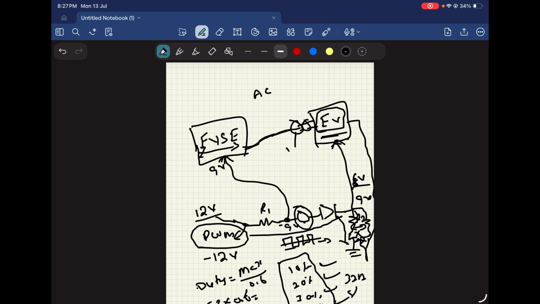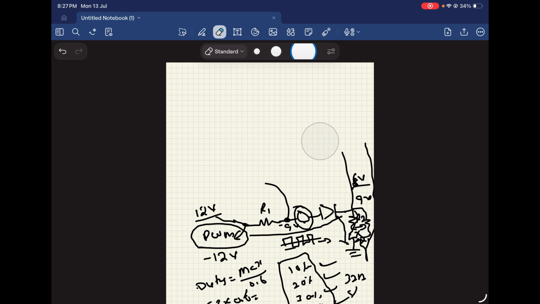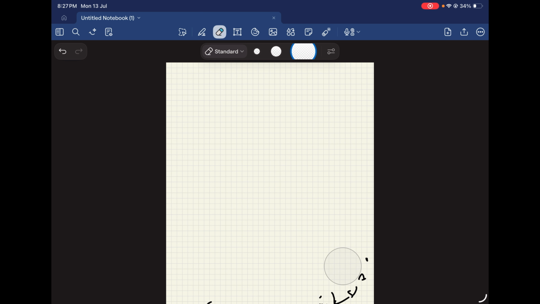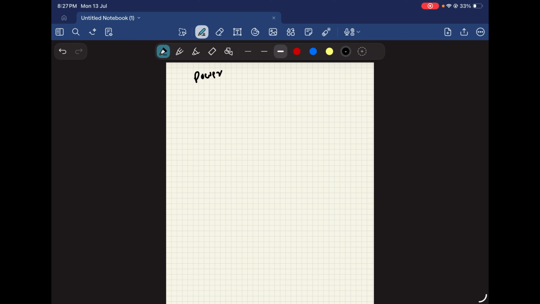But if you want AC smart charging or DC fast charging, it means one more communication, a high-level communication, is required. That is the PLC communication. PLC is nothing but power line communication.